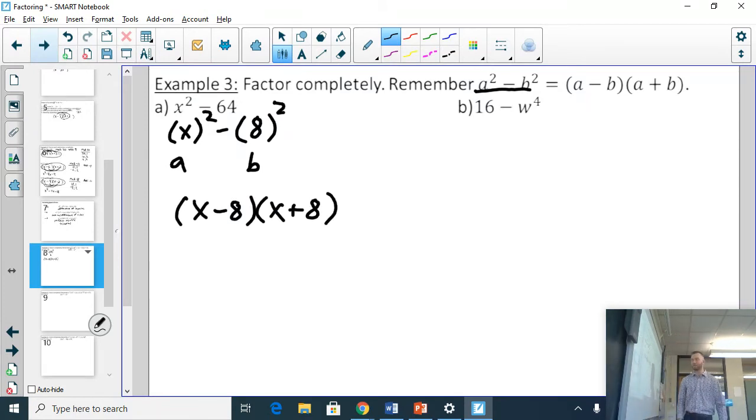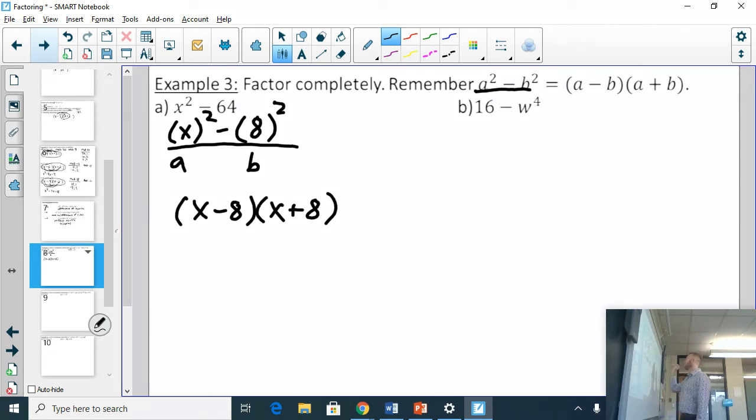And that makes sense, right? If we were to expand this back out, x times x gets us x squared, and then we have minus 8x and plus 8x, which would cancel out, so there's no middle term, just like here. There's no middle term with x's, and then we have minus 8 times positive 8, which is minus 64. So that makes sense. Writing it like this might be a little more confusing than just recognizing, oh, that's x squared minus 8 squared, or that's x squared minus 64. 64 is a perfect square. But I do that because this next one is a little different, right?